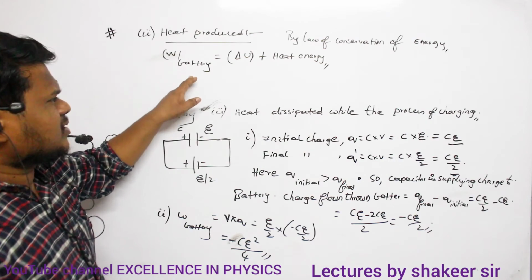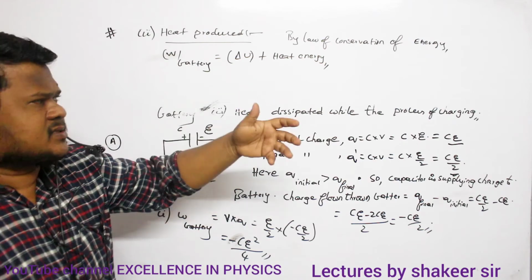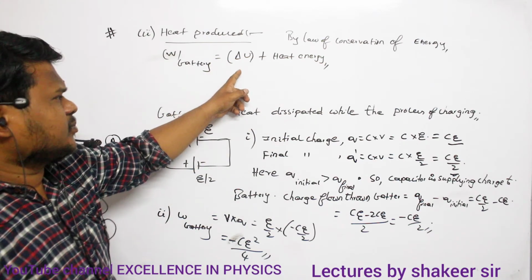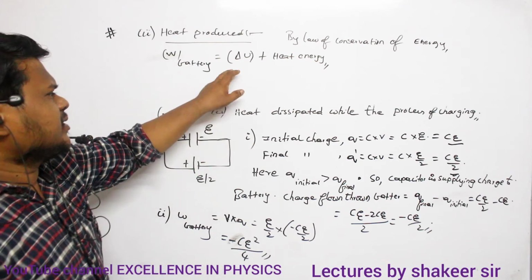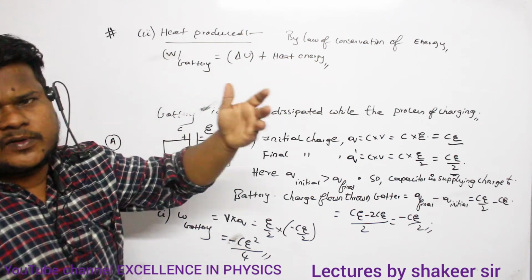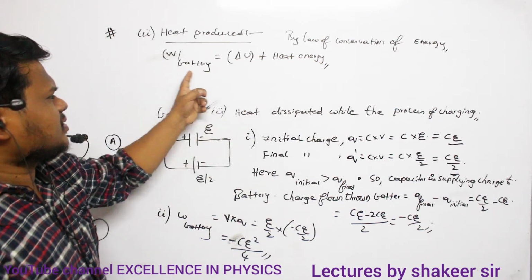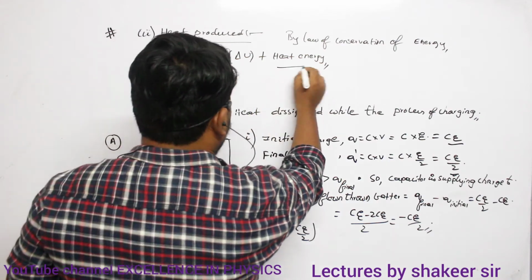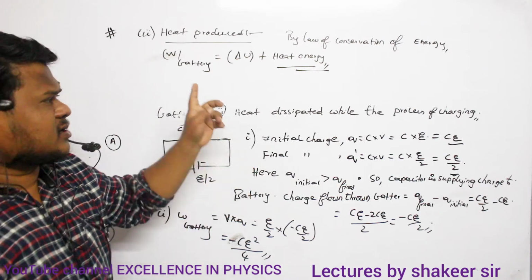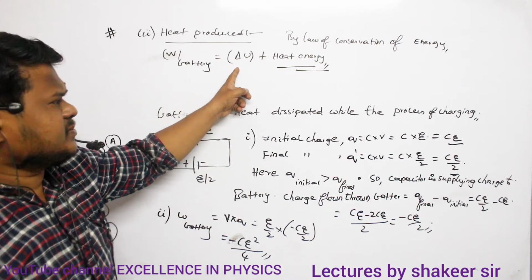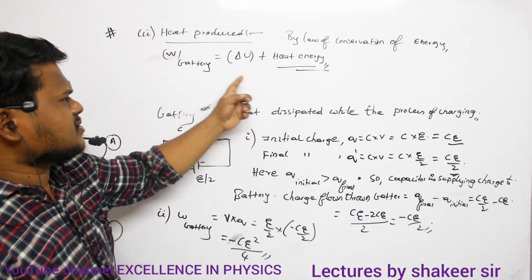So what is the total work done by the battery? First of all, it should produce some potential difference, that is, potential energy should be stored in the capacitor, first work. And the remaining amount of work done by the battery will be converted into heat energy. Are you able to understand? So if you substitute all the values in this relation, then I can calculate heat energy. Across the capacitor, it will change the potential energy and the remaining energy will be converted into heat energy.